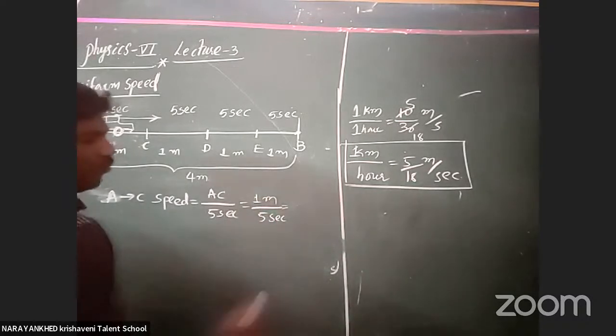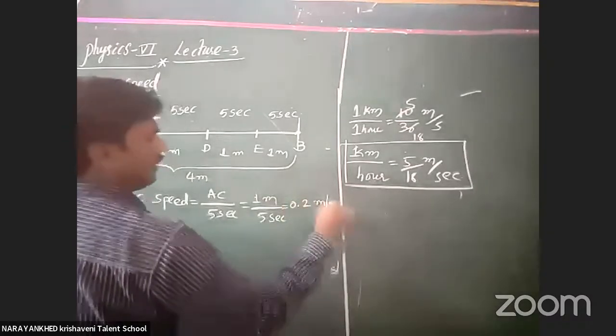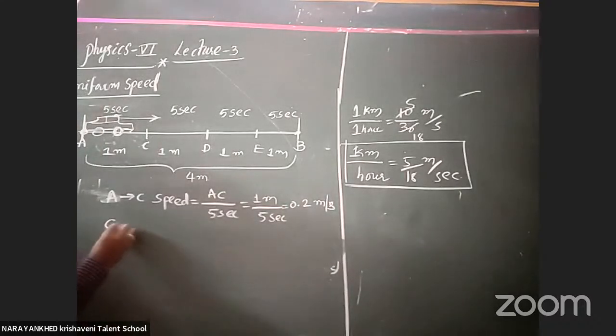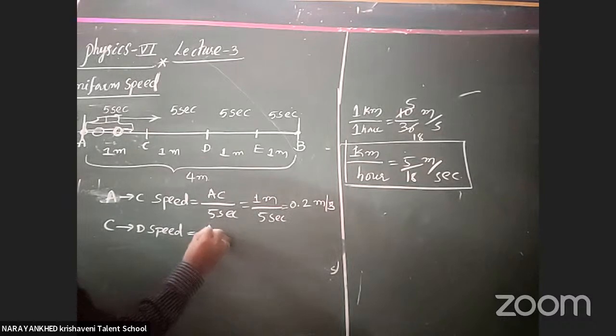Now 1 by 5 is also written as 0.2 meter per second. Got it? Yes. Now consider C to D. What is the speed of it? The speed of this is taken as CD by 5 seconds.